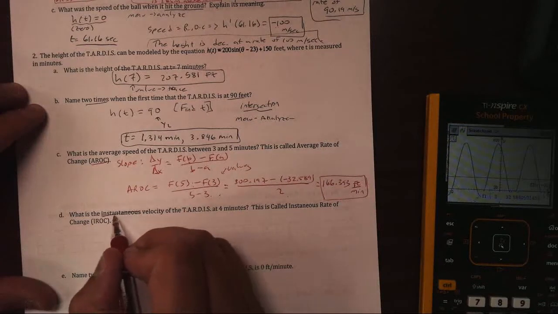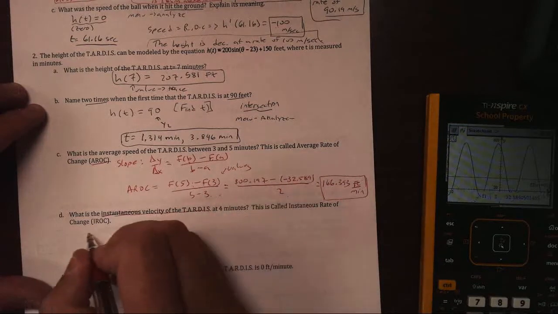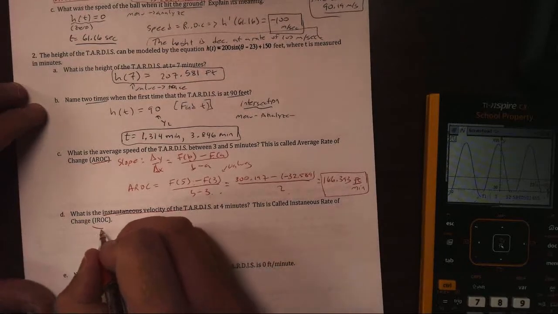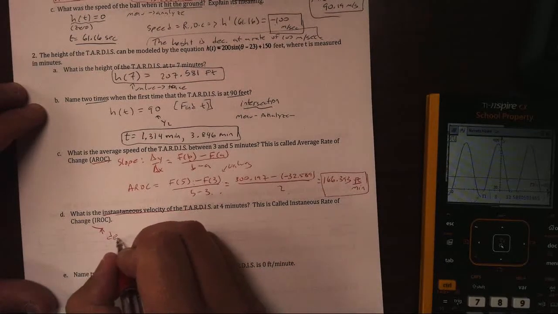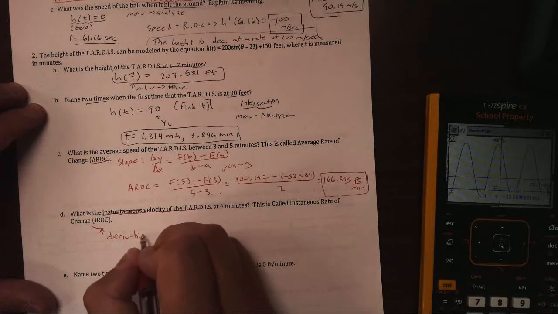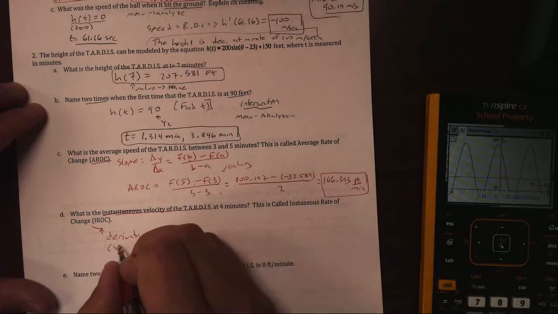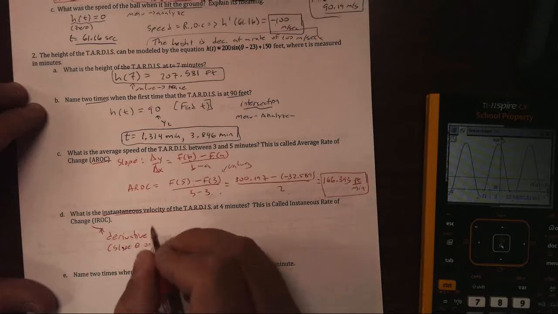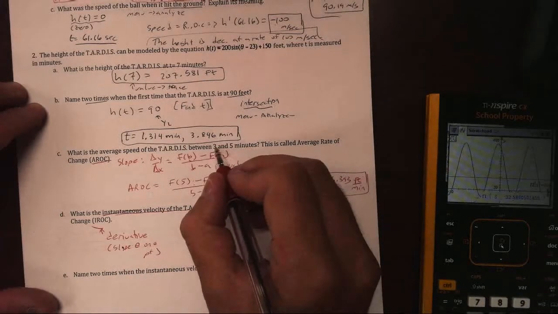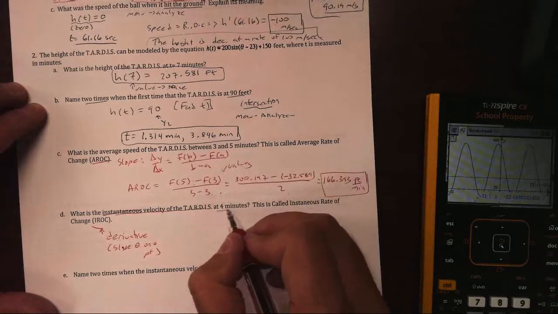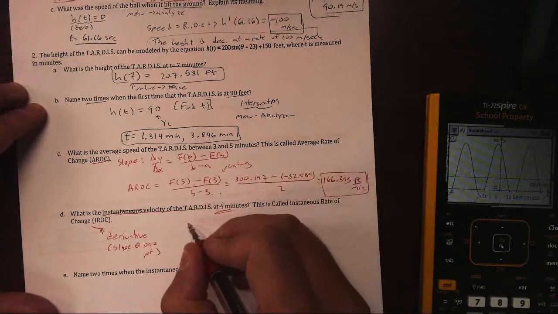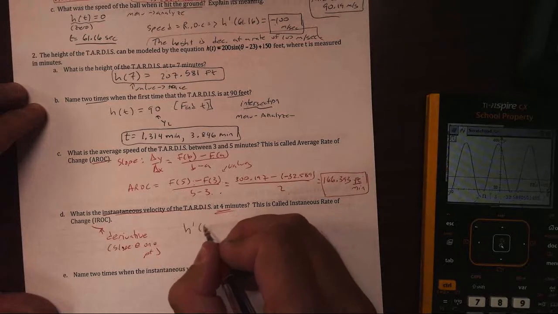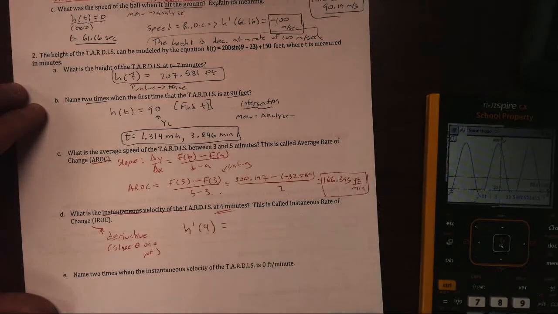Now the cool part about the calculator is this one. Find the instantaneous rate of change. This is what we call the instantaneous rate of change, or IROC. This is the derivative. Now, the derivative does find slope, but the derivative is a slope at 1 point. Notice, up here we said between 3 and 5. Down here we want the slope at exactly 4 minutes. So this is our derivative. In other words, we're trying to find h prime of 4.